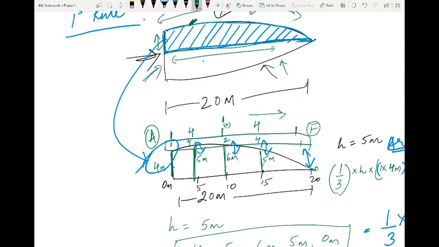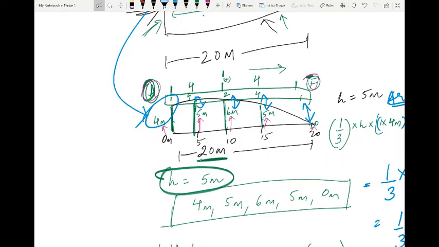So suppose the length is 20 meters, and we have taken readings at every 5 meters. So h will become 5. If we start from aft, go forward, the initial reading is 4 meters, then 5 meters, 6 meters, 5 meters, and here 0. Forwardmost part where two shell platings meet, there's no width, so it will be 0.